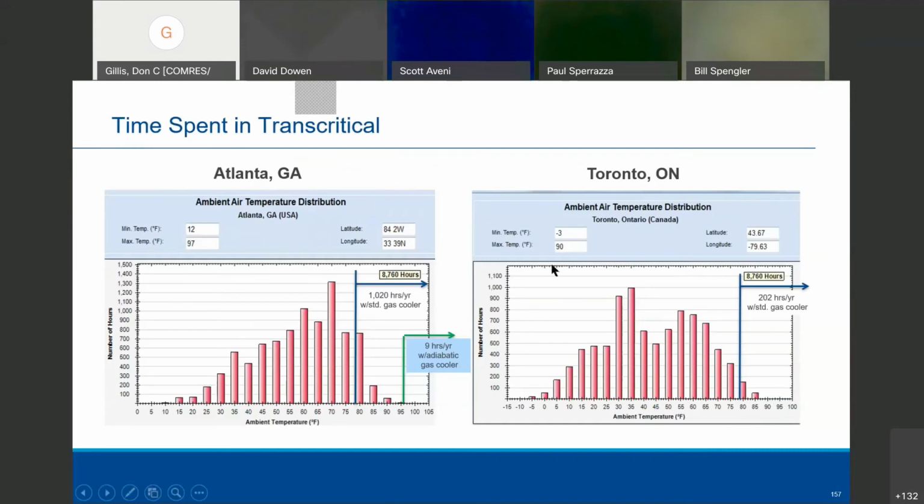And this is just an example of our software, our PSS software. You can see here hours in the year, obviously. Without adiabatic in Atlanta, Georgia, we're running somewhere around 1,020 hours with a gas cooler, in other words, transcritical, okay? As opposed to Toronto, which is using about 202 hours. By adding our adiabatic cooler on the system we actually installed in Atlanta, and I'll show you that here in a little bit, I believe we went down to 9 hours a year with the adiabatic cooler. That's obviously a huge savings.